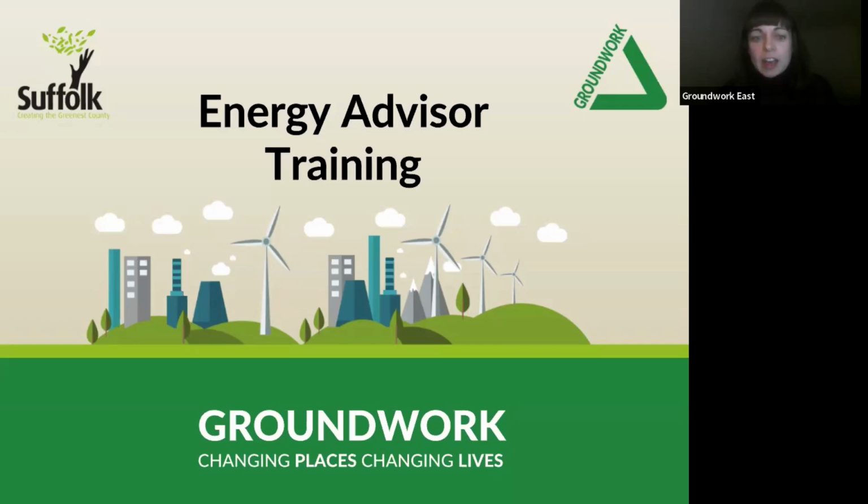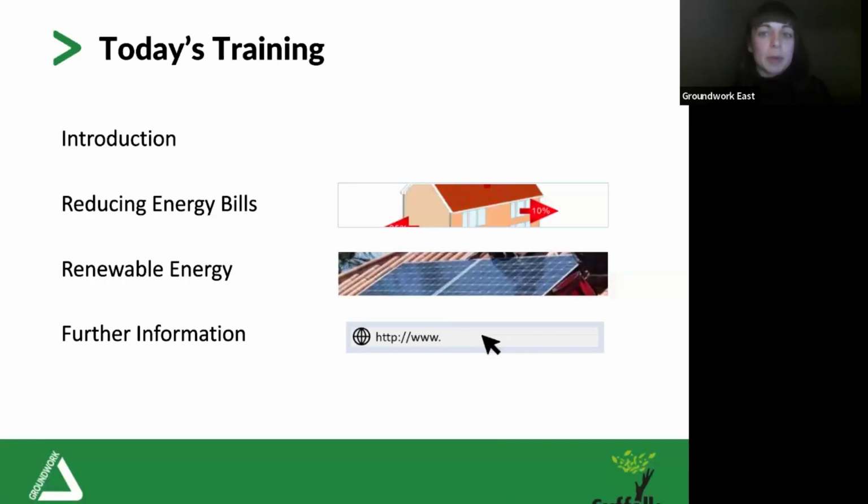Excellent. Great. So let's have a look at what we will be covering in today's training. It's broken down into three main categories. We'll look at reducing energy bills. We'll look at renewable energy, just looking at two main sources there: solar panels and heat pumps. And we'll look at how you might want to go onwards in terms of getting further information or linking out to different people in your communities, some little tips and some really useful information on grant funding so that you're well equipped with where to signpost people out to.